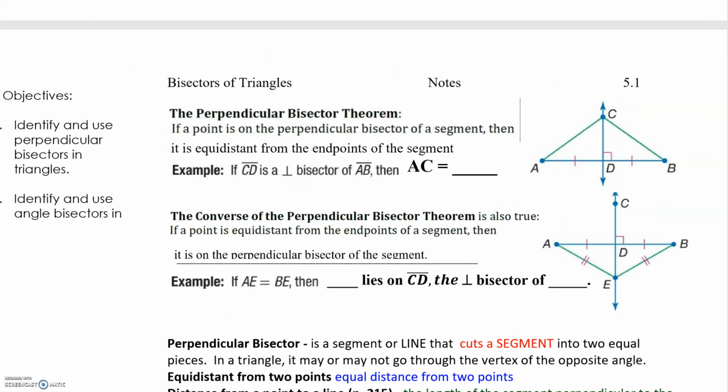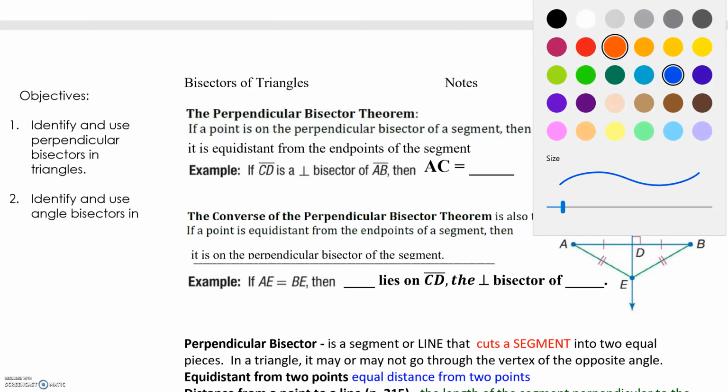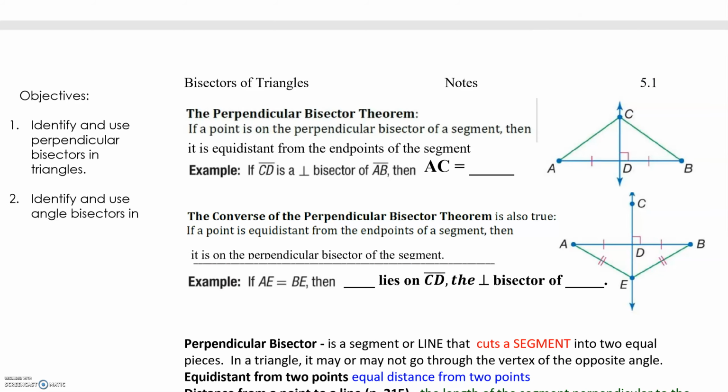So here we have this being bisected and it's perpendicular. So CD bisecting AB. And so that would make AC equal to BC. So where are those pieces here? If these down here are being bisected, which we have our tick marks, then this segment is congruent to this segment. So we're going to put CB right there, or BC.